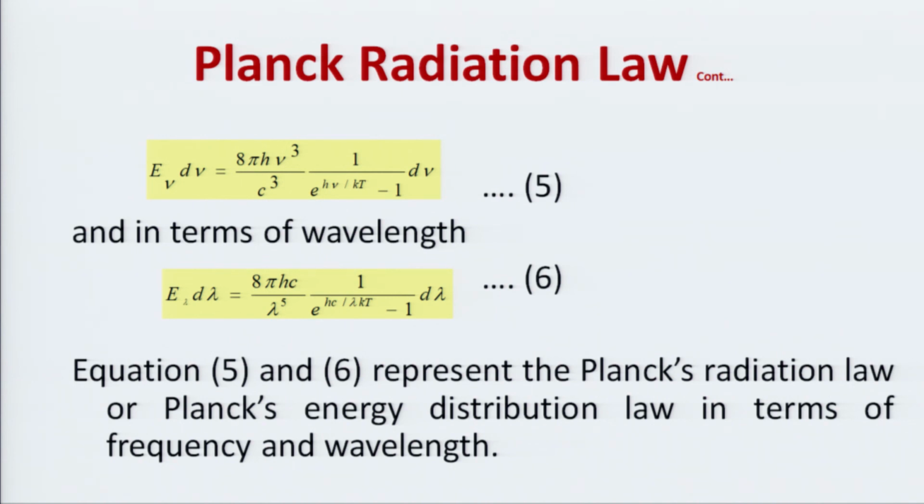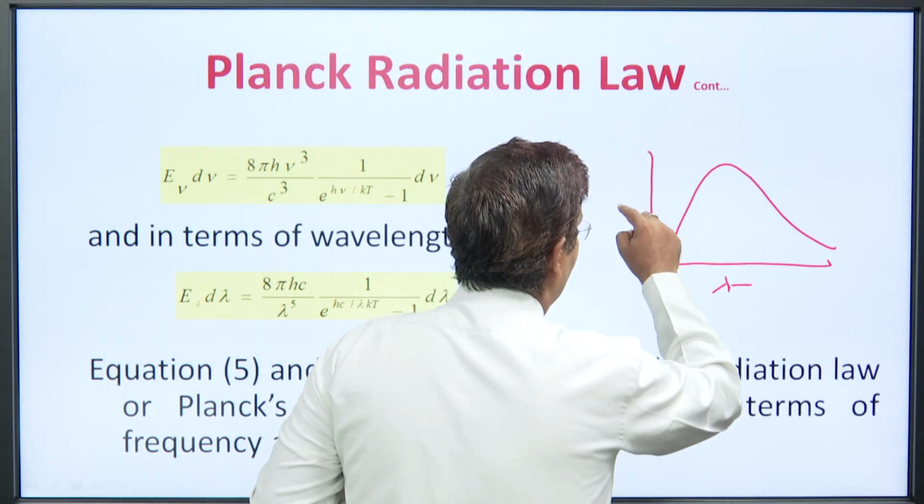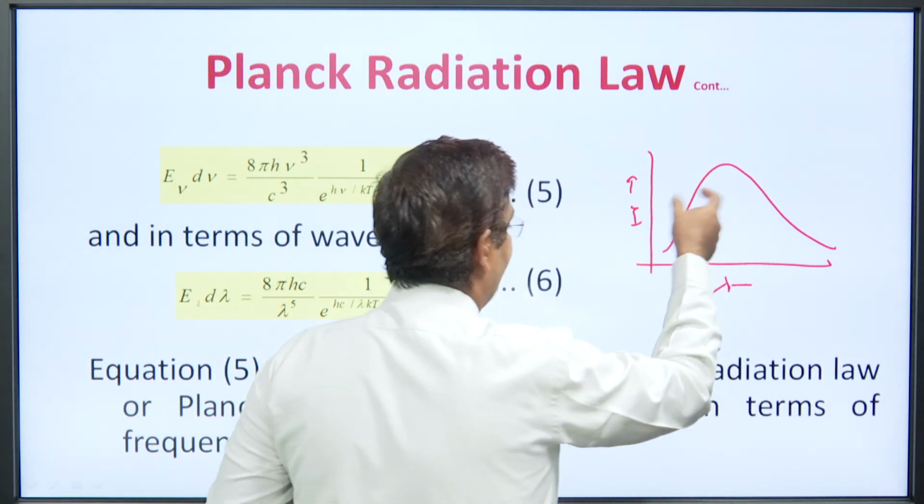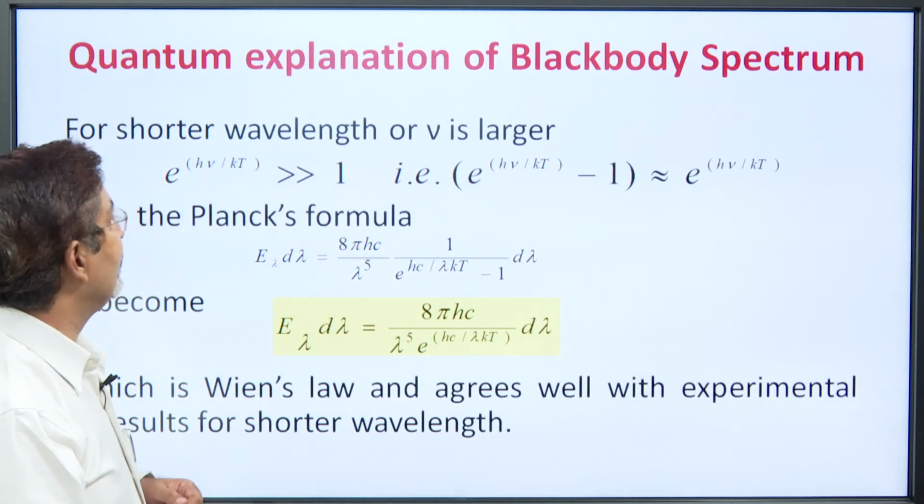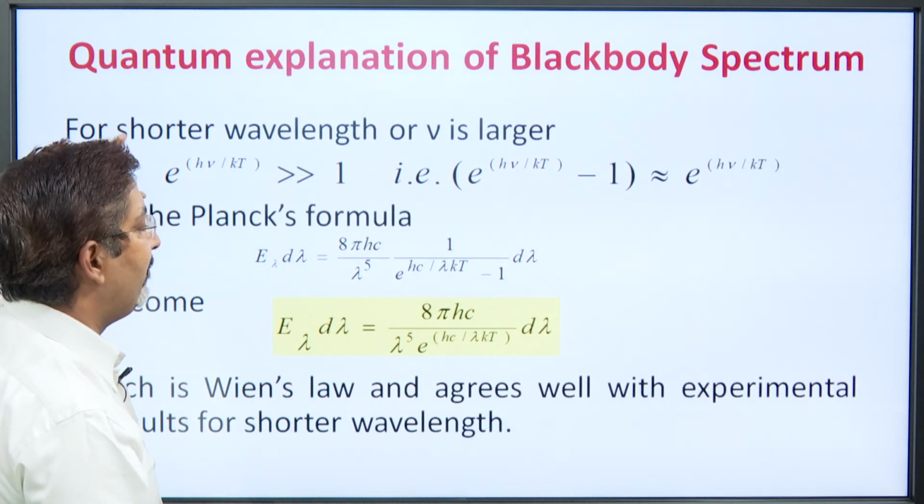Planck used this formula beautifully to explain the variation of the curve, that is, intensity E lambda d lambda versus lambda, this curve. How? Now, he has explained for both the corners.